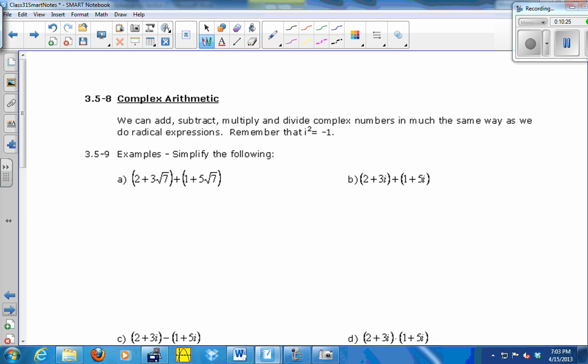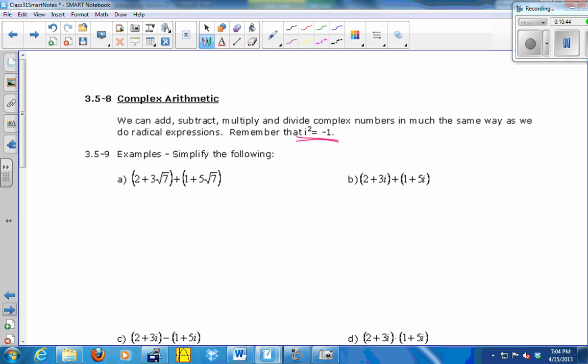So we can do arithmetic with complex numbers. You do it exactly the same way as you do arithmetic on a variable, right? Treat that i like a variable, like an x or an n. And the only thing you have to remember is that i squared equals -1.